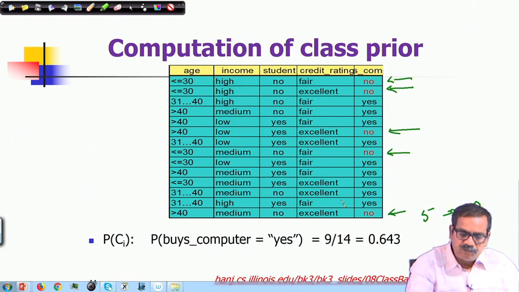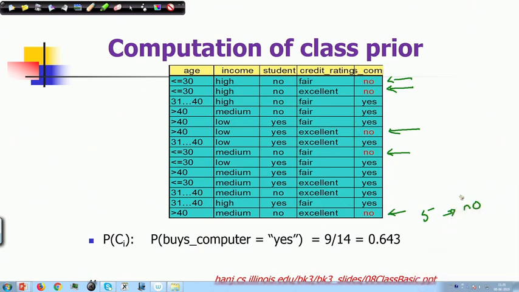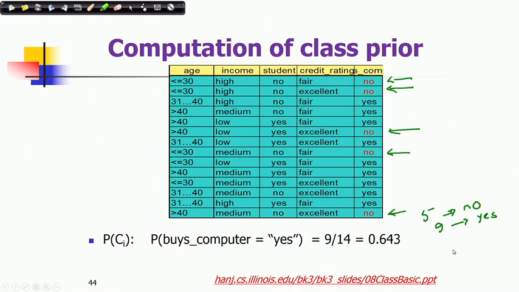And if I count this number of records, there are actually 14, which means 9 instances for yes. So the prior probability of the class buys computer equals yes would be 9 by 14. That is a fraction. That is how this probability is considered. And similarly, the probability for the other class would be 5 by 14. So these are the two prior probabilities that we have estimated from this data.